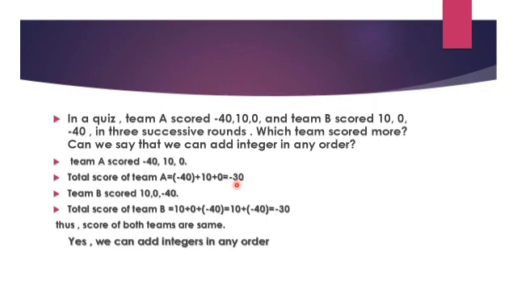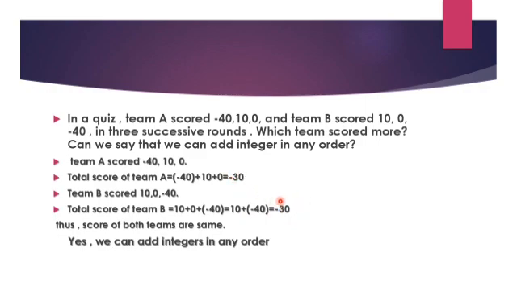Then Team B scored 10, 0, -40. For the total score, we add their scores. 10 plus 0 plus -40. 10 plus 0 is 10, and 10 plus -40, positive and negative, how can I add? We subtract the numbers. 40 minus 10 is 30 and the bigger number is 40. Sign of the bigger number is negative. We get the answer as -30. In both cases, we get the same answer.